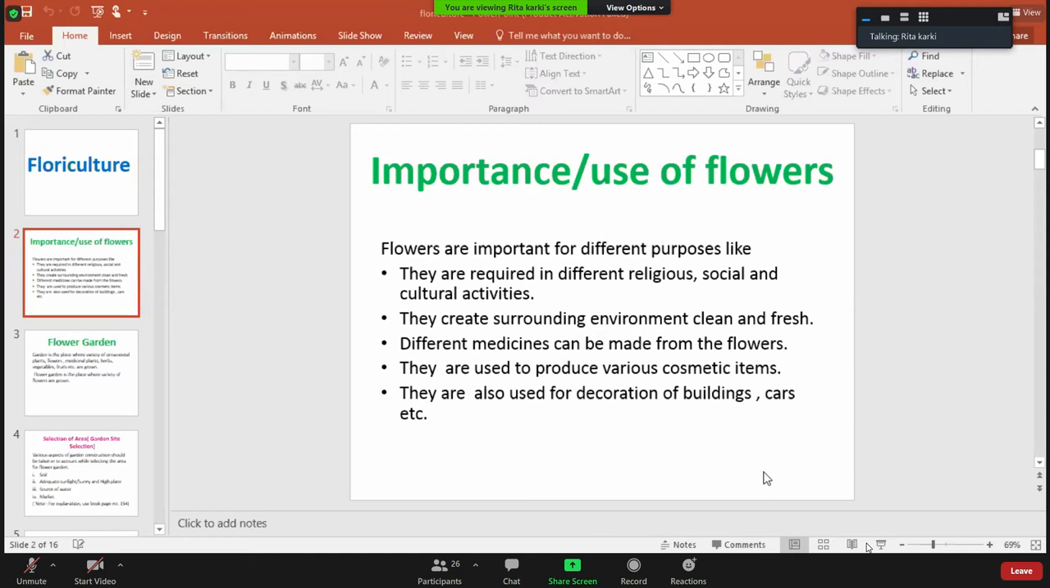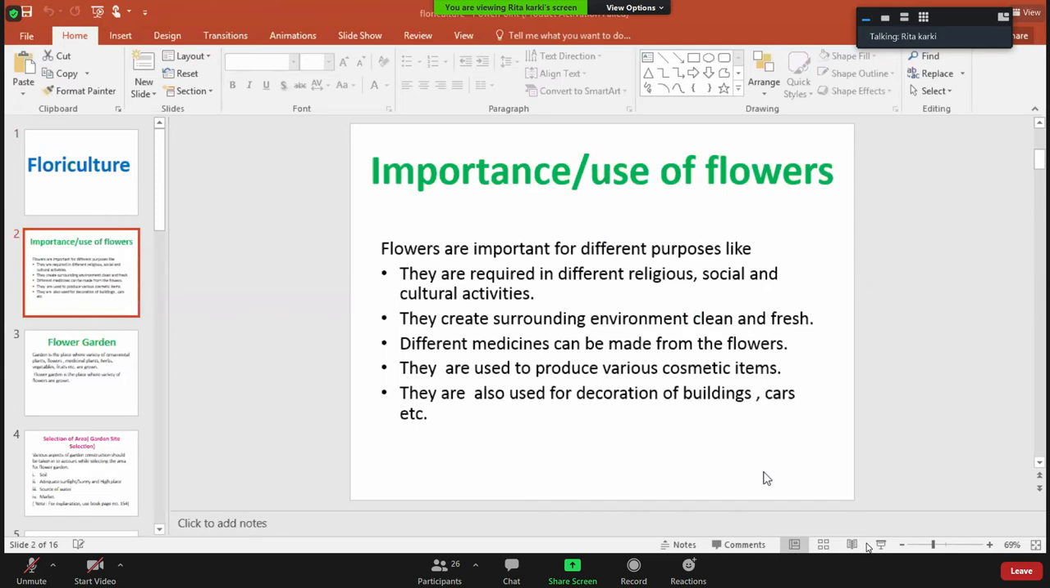Because of the nature of the flowers, because of the smell given by the flowers itself, varieties of cosmetic products, from shampoos to cosmetic creams, can be produced by using the different varieties of flowers that are grown in our agricultural land.